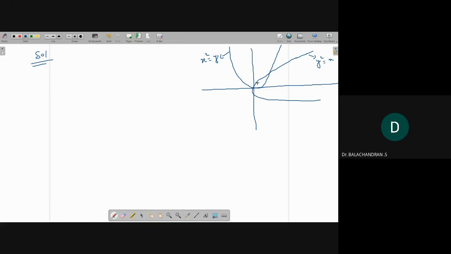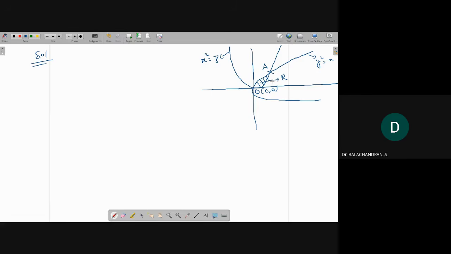So this is the region between these two curves. This is our R, capital R. This is the origin, 0, 0. I will take A. So please find the point A, the intersection of these two curves. Do it and tell me what is the intersection point.